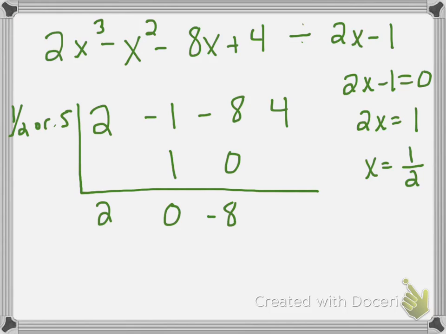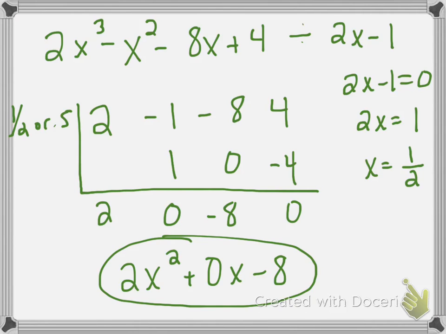Once again, complete synthetic division. We get a remainder of 0. We rewrite our answer, 2x squared plus 0x minus 8. And that is your final answer.